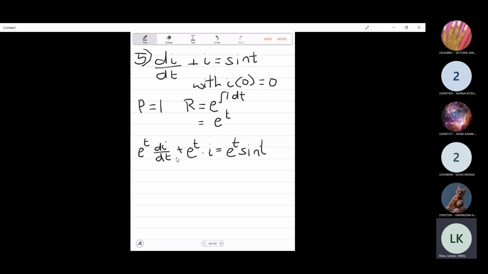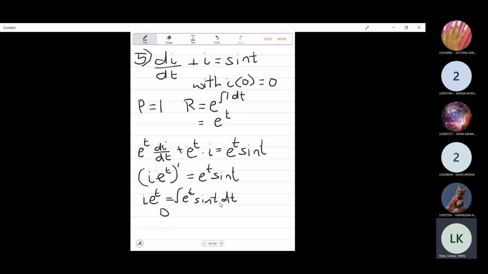Okay, then I have e to the power of t, the derivative is e to the power of t. I have I, the derivative of I is di/dt. So this is I multiplied by e to the power of t, prime, which is e to the power of t sine t. And then to get rid of the prime here, we integrate on both sides. So we have I times e to the power of t is the integral of e to the power of t sine t dt. And to integrate this, we use by parts.